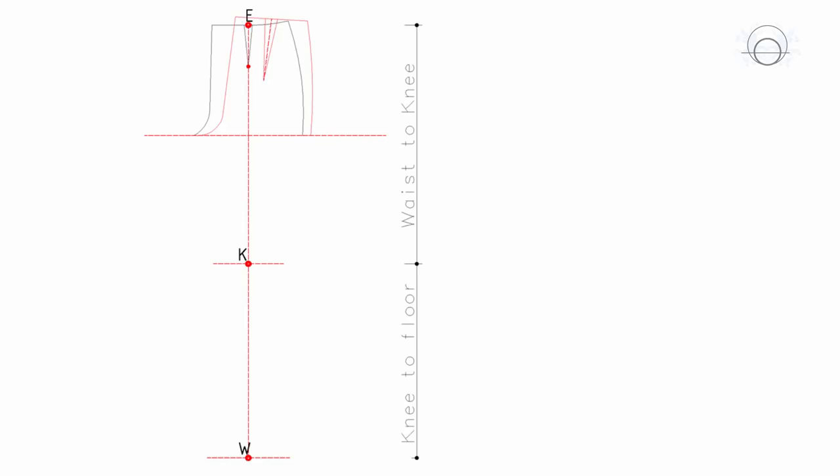Extend your E1 line. Measure your waist to knee measurement starting at point E. Mark the end point with K. From K, measure the amount of your knee to floor measurement, and mark point W. Point W can also be drafted if you measure your waist to floor measurement starting at point E.